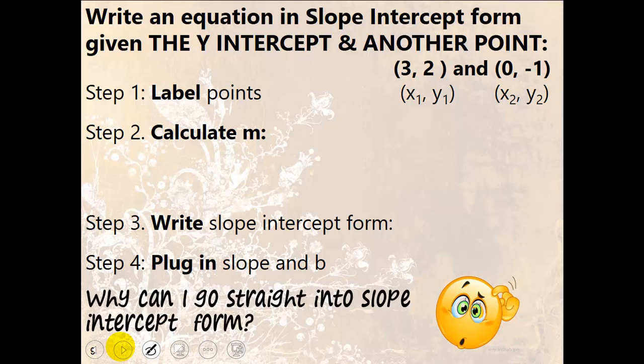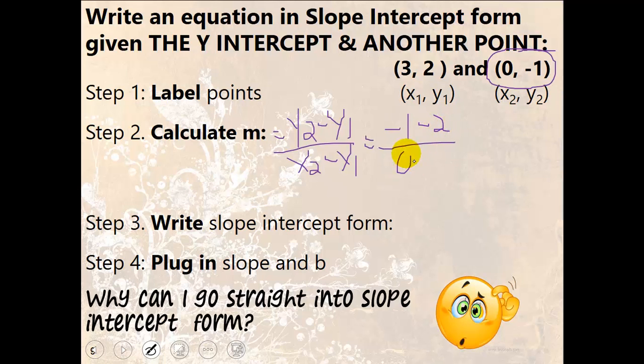Okay? So now let's look at a situation where they don't give us a slope, but they give us 2 points, and one of them is the y-intercept. One of them is the y-intercept, okay? So we have to calculate the slope. So we get the change in y, y2 minus y1 over x2 minus x1. So we get negative 1 minus 2 over 0 minus 3. That gives us negative 3 over negative 3. That's a slope of 1. So m is equal to 1.